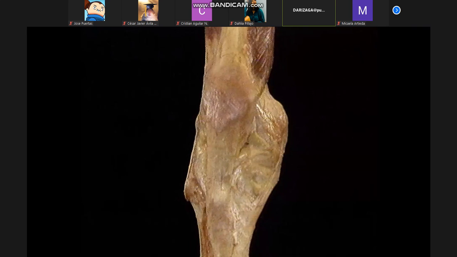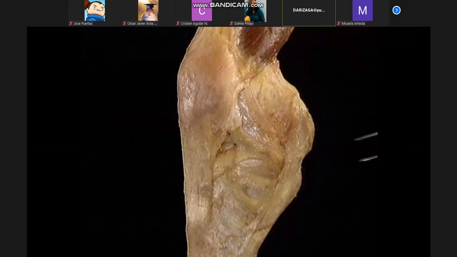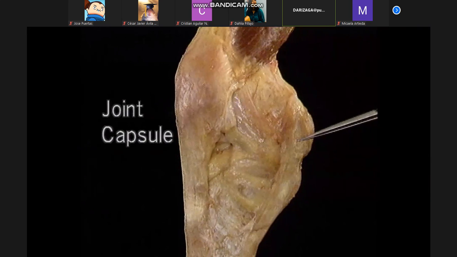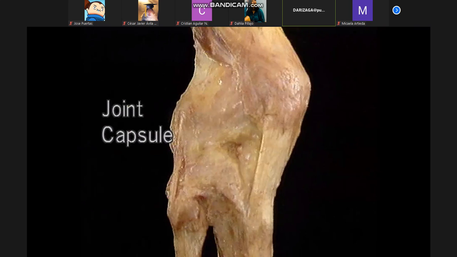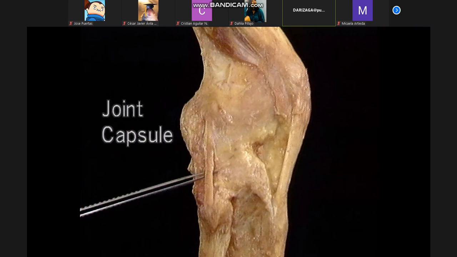Now we'll complete our picture of the knee joint by adding the fibrous capsule which encloses it. Here's the knee joint with the joint capsule intact. On the medial side, the thin capsule is continuous with the tibial collateral ligament. But on the lateral side, the capsule is separated from the fibular collateral ligament.